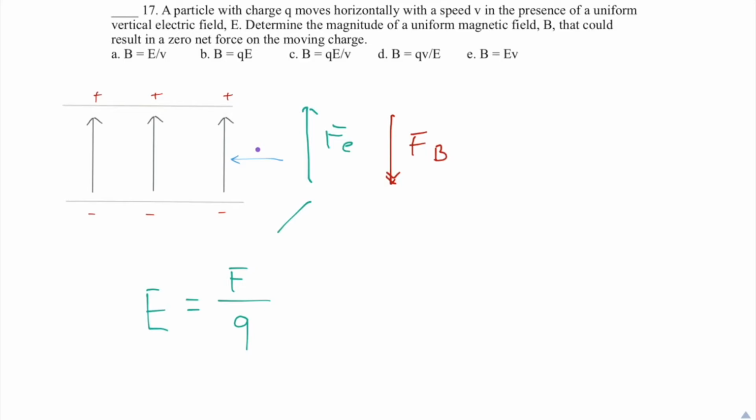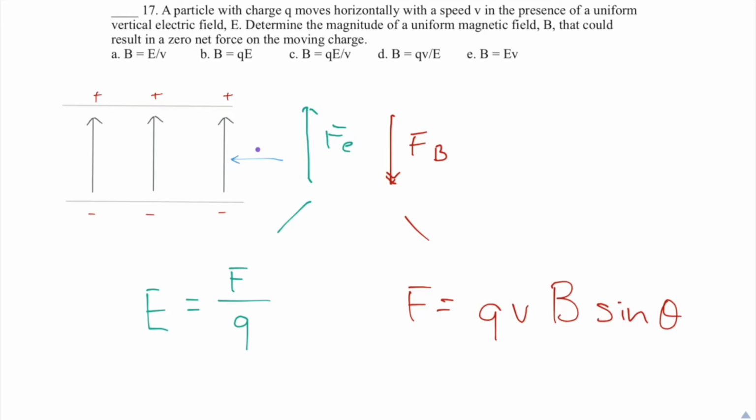Well, that force value can be determined by the equation force is equal to charge times the speed, or the velocity, times the magnetic field times the sine of theta. And so now we see that we've got both forces, one for the electric field and one for the magnetic field. And we're going to relate them to one another. We're going to set them equal to one another so that we get a zero net force, because they're going in opposite directions.